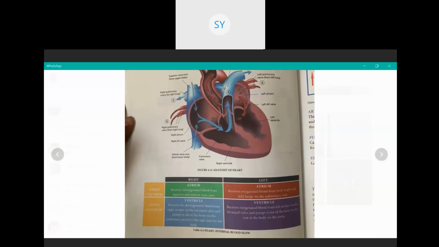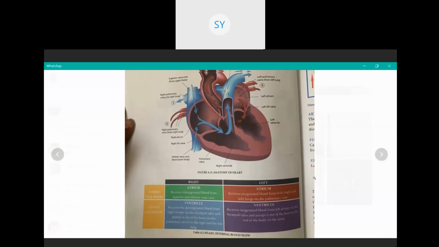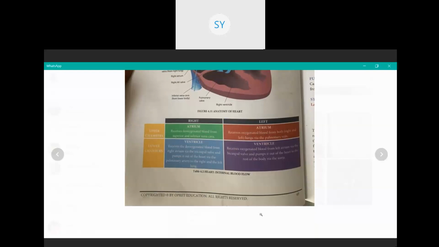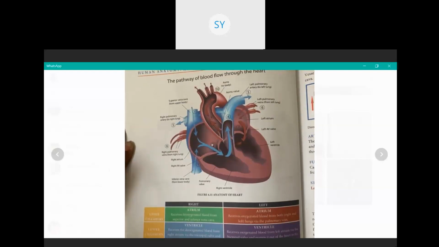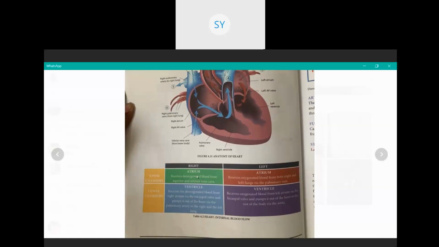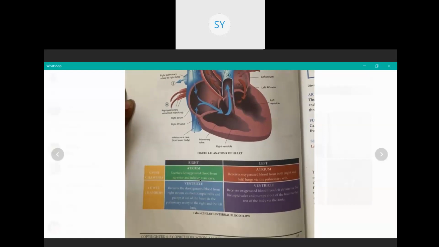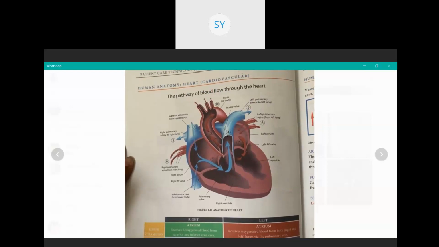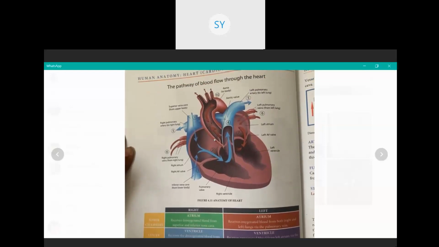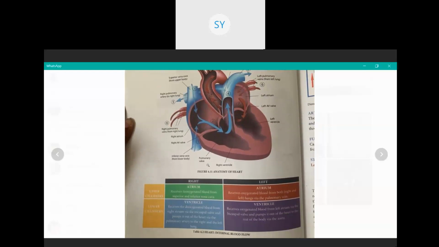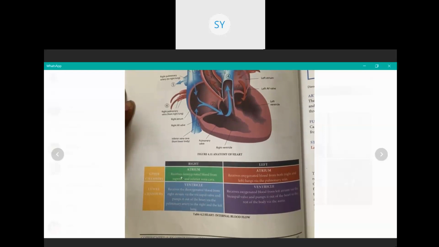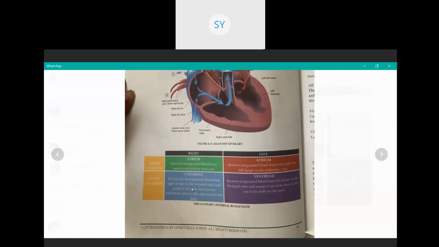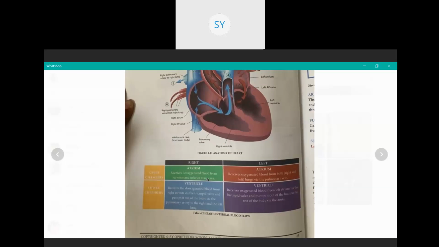This person is telling us we're going to talk about the upper chamber. Upper chamber means the right and left atrium. See here, this is called atrium. You need to remember this: atrium and ventricles. The upper portion is the atrium. So what happens in your upper chamber? Let's check it out. The right atrium receives deoxygenated blood from the superior and inferior vena cava. That I already explained to you.